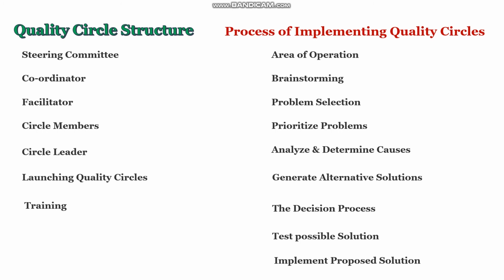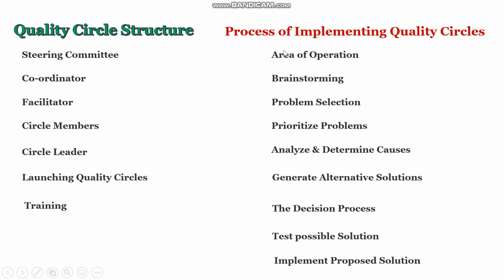These are all individual departments' responsibilities. So after finding some problem and some solution, you have to interact with the coordinator and the steering committee to implement your solving methods. Okay, sir, what is the process of implementing a quality circle?